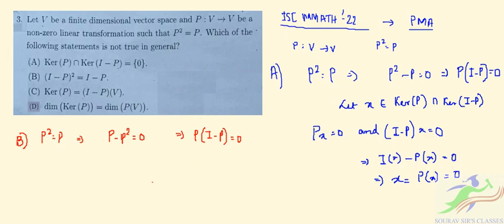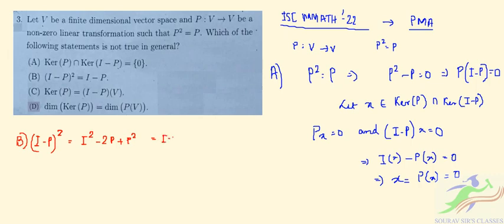Or we can do this also in this manner. In option B we have been given (I minus P) square directly. So we just expand: I square minus 2P plus P square, which can be written in the form I minus 2P plus P. So it is nothing but I minus P, which is indeed true.